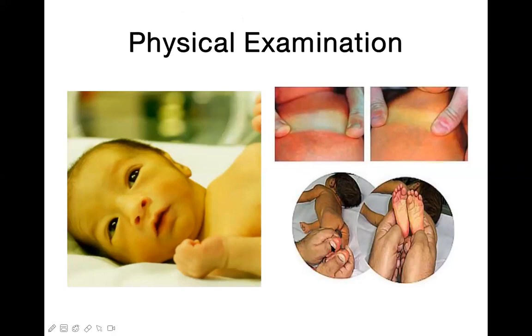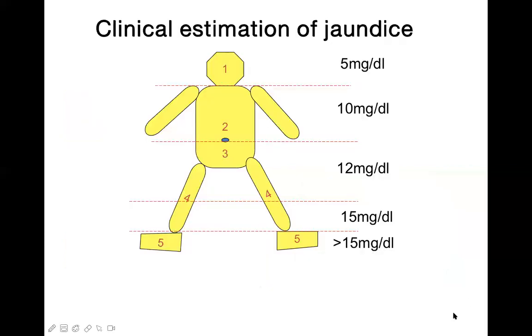At the same time, you can press on the sole also. If the soles are yellow, that means jaundice has already reached the sole. That means this jaundice is severe, maybe more than 15. This is another slide which is telling the same. See here, if jaundice reaches the sole, that means jaundice is more than 15.